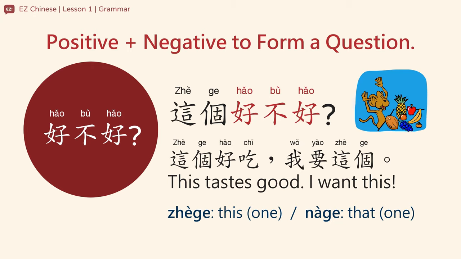这个好吃，我要这个。This tastes good. I want this. 这个, this one. 那个, that one. 这个好不好, 这个 is the subject, 好不好, good or not. 这个好吃, this tastes good. 我要, I want. 这个, this. Some will say 这个, which is short for 这一个, specifically this one. 那个, that one. Some will say 那个.